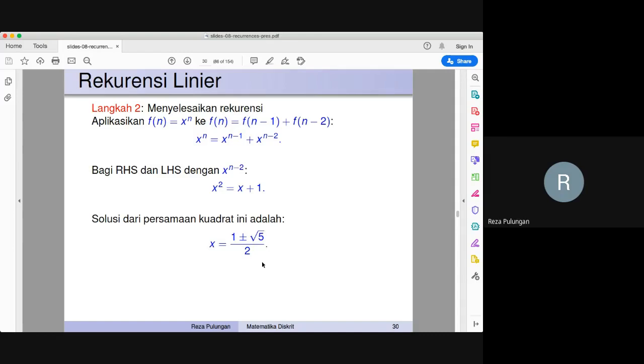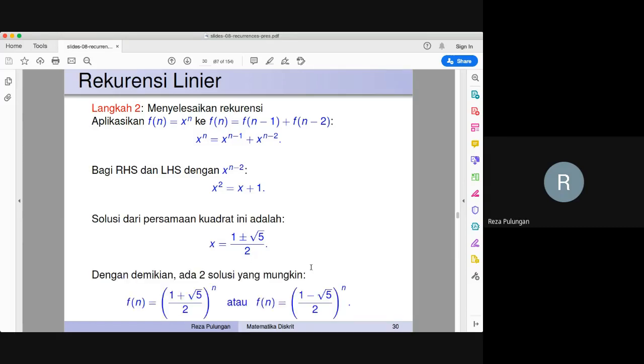There are two x's. If there is only one x, then our problem is already solved, because we guessed fn is equal to x to the power of n. But actually, right now, there are two possible solutions. What do we do if we have two possible solutions? The first one is fn is equal to ((1 plus the square root of 5) divided by 2) to the power of n, because what we have just found is x. And another one is fn is equal to ((1 minus the square root of 5) divided by 2) to the power of n.